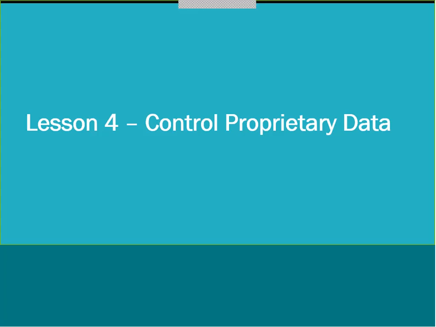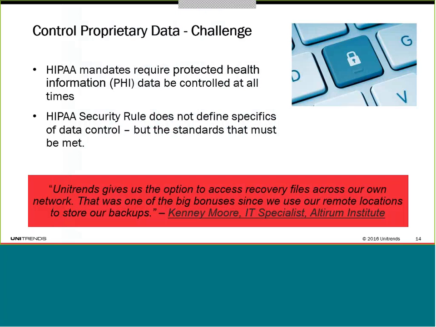Lesson number 4: you need to control your proprietary data at all times. Part of the HIPAA mandates requires that you protect your healthcare information and keep it in your control at all times. The HIPAA Security Rule has technical safeguards that require technology, and the policies and procedures for its use, that protect electronic protected health information and control access to it. Therefore, you must know where your physical data is located at all times of the life cycle, as well as control who has access to it.